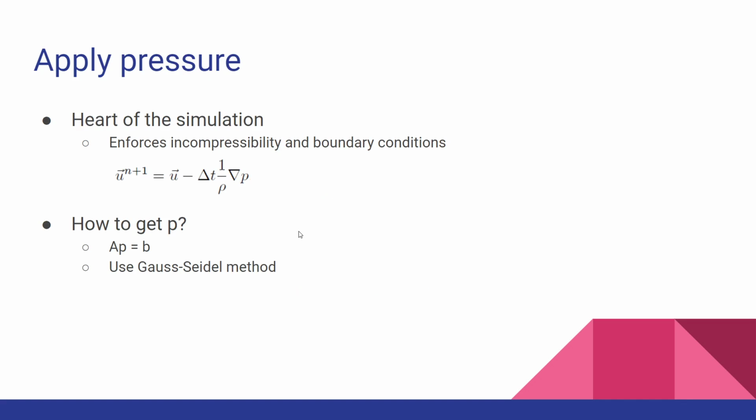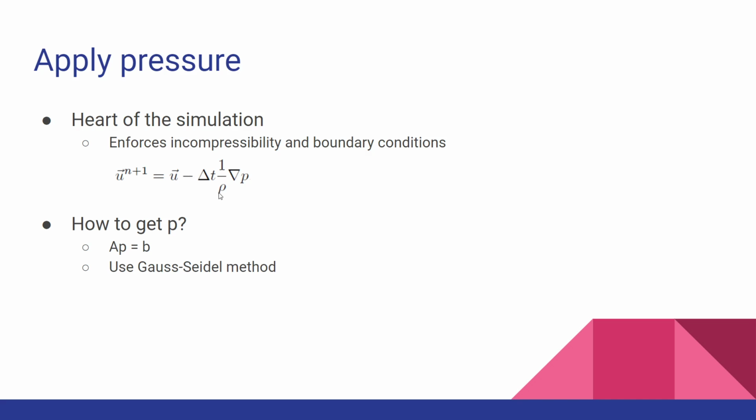Now we can apply pressure itself. This is kind of the heart of the fluid simulation. If we apply pressure correctly, then we can enforce the incompressibility and boundary conditions that we want for our fluid. This equation right here is how we would actually go about applying the pressure. We have all these quantities except for this. This is the vector field that we want to compute at the next time step. This is our current vector field.